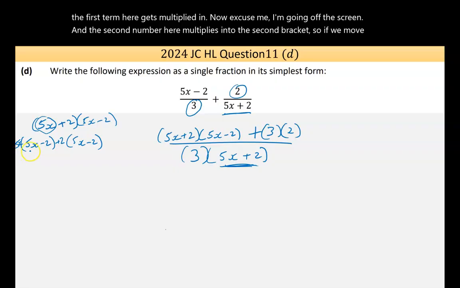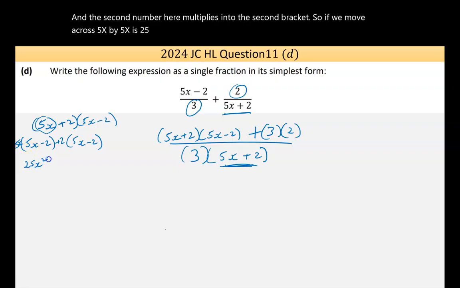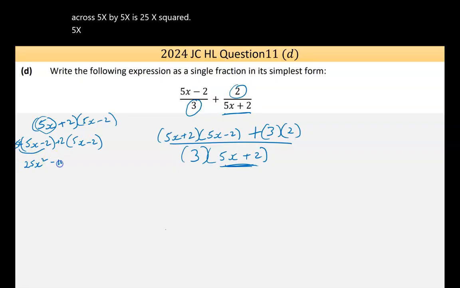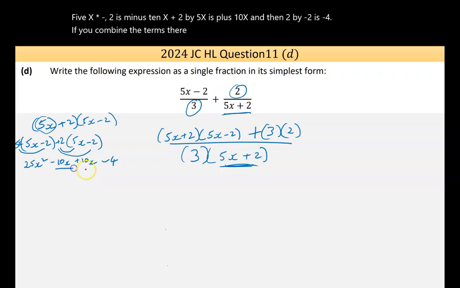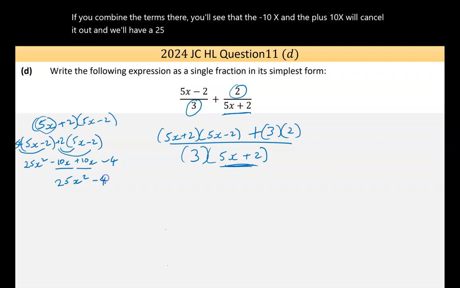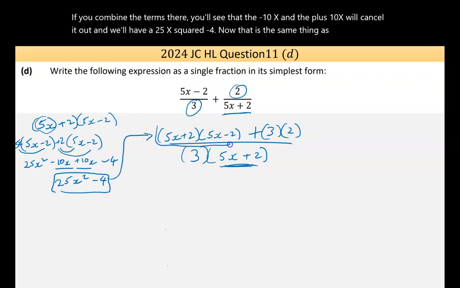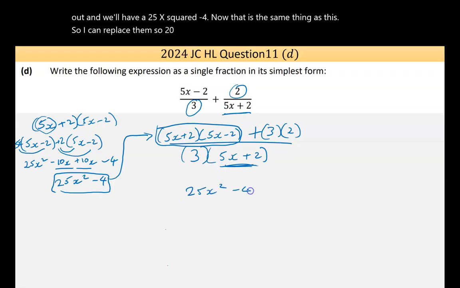So if we move across, 5x by 5x is 25x squared. 5x times minus 2 is minus 10x. Plus 2 by 5x is plus 10x, and then 2 by minus 2 is minus 4. Now, if you combine the terms there, you'll see that the minus 10x and the plus 10x will cancel each other out, and we're left with 25x squared minus 4. Now, that is the same thing as this. So I can replace them. So 25x squared minus 4.